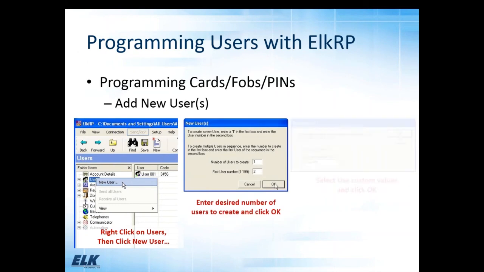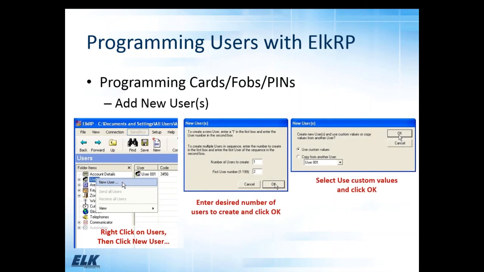All right, so programming the cards, fobs, or PINs. The first thing we want to do in RP is, on the left-hand side, right-click on Users and create a new user. A box will come up asking how many users you want to create, starting at which user ID. In our example, we're going to create one user, starting at user number 2. We click OK. The next box asks whether we want to use custom values or copy from another user.